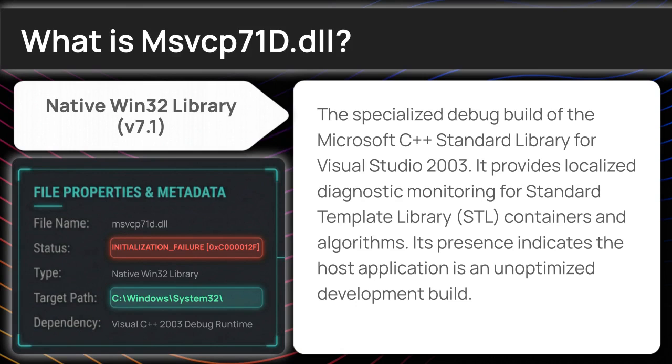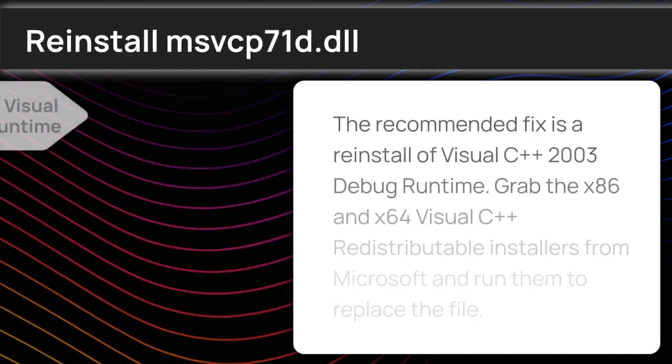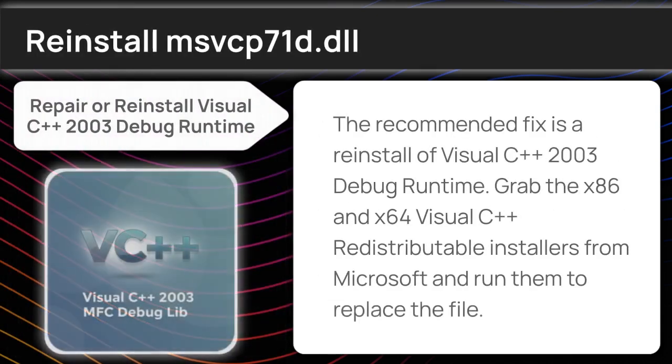Since we've identified what's missing, let's try the official recovery method. The recommended fix is a reinstall of Visual C++ 2003 Debug Runtime. Grab the x86 and x64 Visual C++ redistributable installers from Microsoft and run them to replace the file.